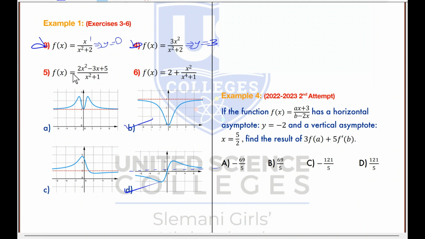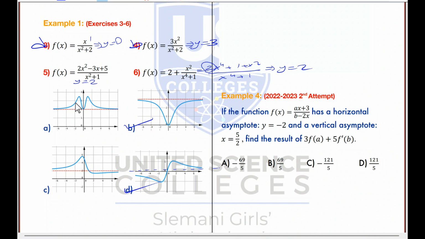What about 5? Degree of top is 2, degree of bottom is 2, y equals 2 is the horizontal asymptote. When you equalize denominators here, 2x to the fourth plus 1 plus x squared over x to the fourth plus 1. So 4 is the degree of the top, 4 is the degree of the bottom. Degrees are the same, so we take the ratio of the coefficients, which are 2 over 1, 2. So we have the same horizontal asymptotes in 5 and 6.